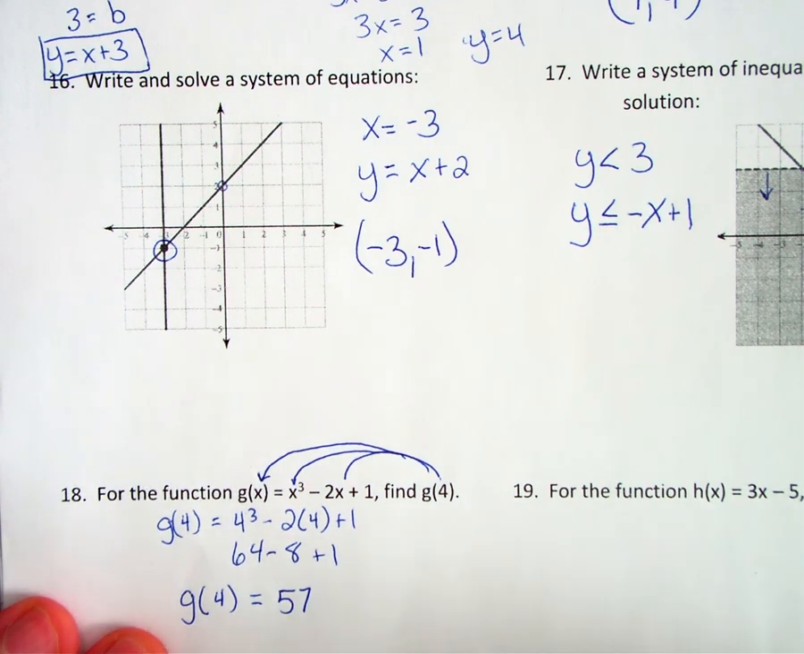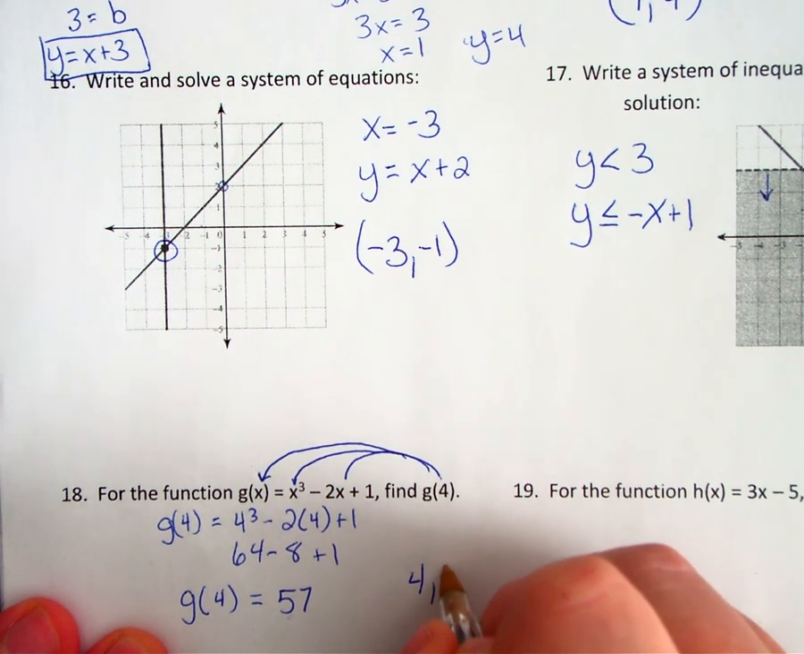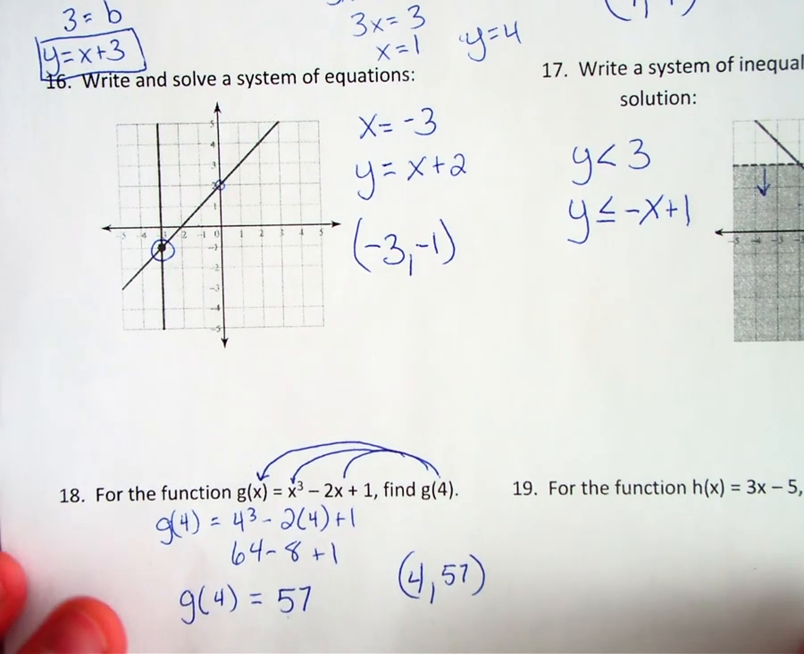Now we could certainly list this as an ordered pair instead of a function solution. We could say 4, which is our x, 57, which is our y. Just another way of writing your outcome.